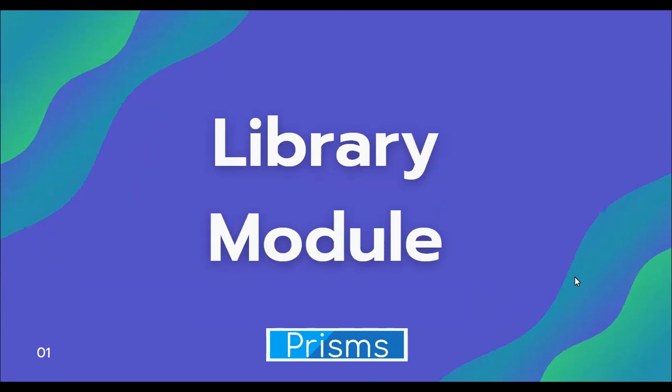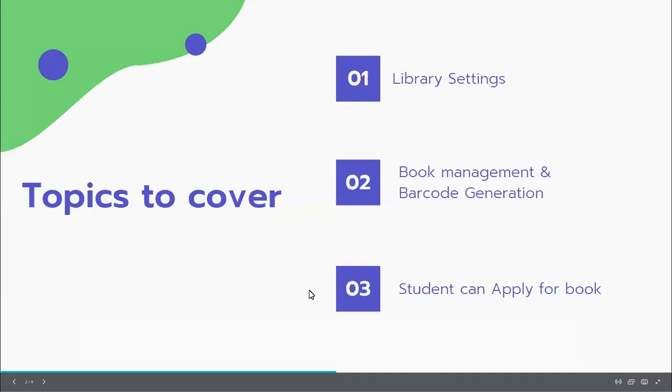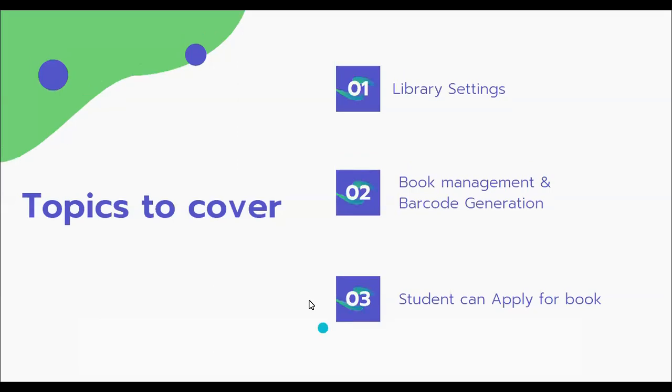So first, I'll just walk you through all the points we are going to cover today. First is how you can use the library settings. Then second will be book management and barcode generation, that is how you can generate barcodes for your books. And the third will be how students can easily apply for a book directly from their logins.